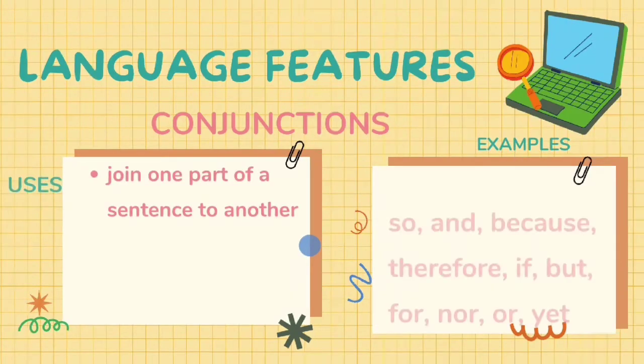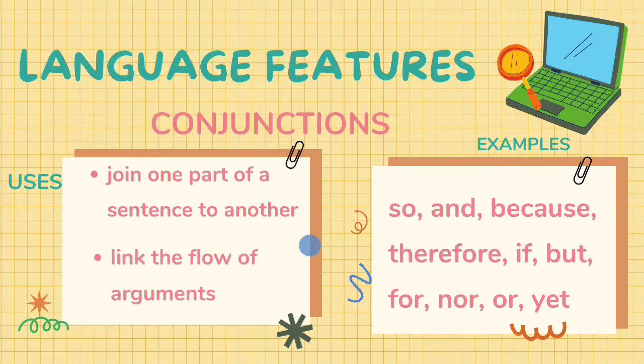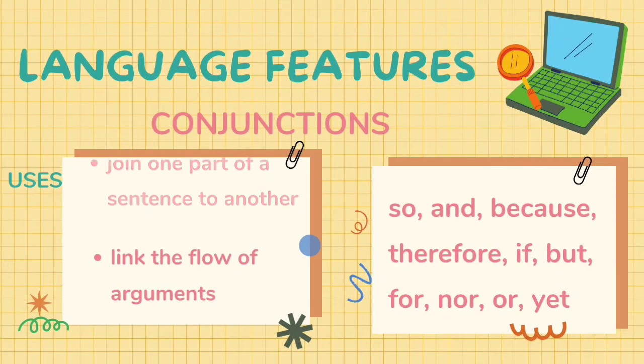The first language feature is conjunctions. They join one part of a sentence to another. They link the flow of arguments. Conjunctions create cohesion and express cause and effect. These are so, and, because, therefore, if, but, for, nor, or, and yet.